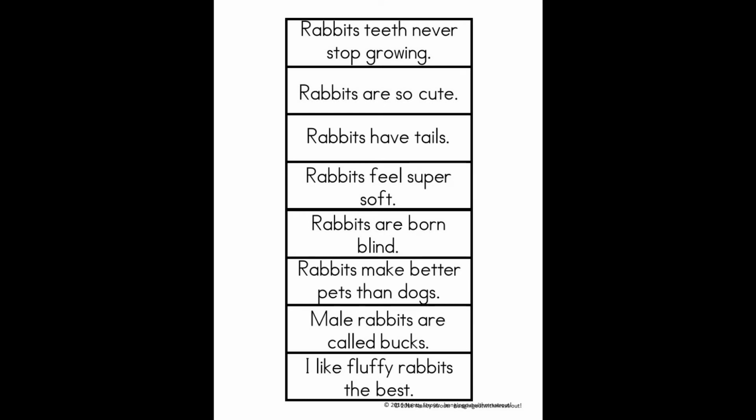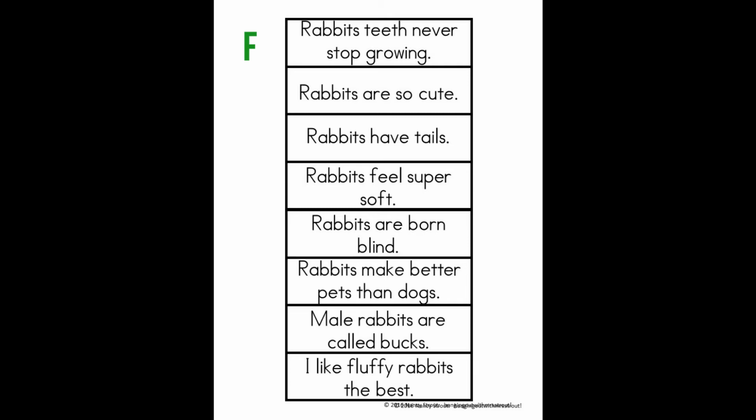So let's look at these example statements and decide whether they are facts or opinions. At the top, rabbits' teeth never stop growing. Is this something that I can prove, or is it just an opinion? Well, I can prove whether or not rabbits' teeth never stop growing. I could look it up, I could research it, I could ask a scientist. So this is going to be a fact. It has evidence to support it. If I were to look it up, I could find evidence to support it.